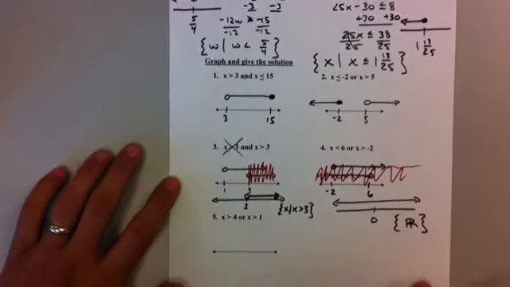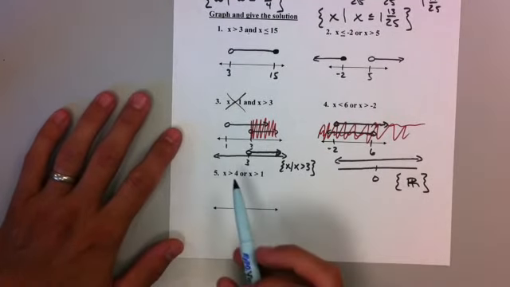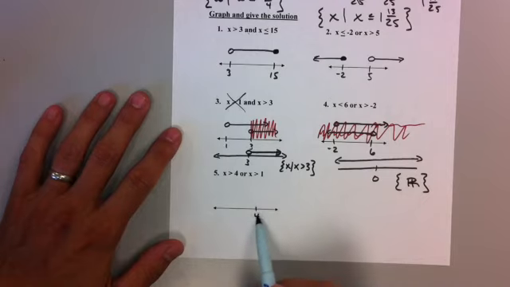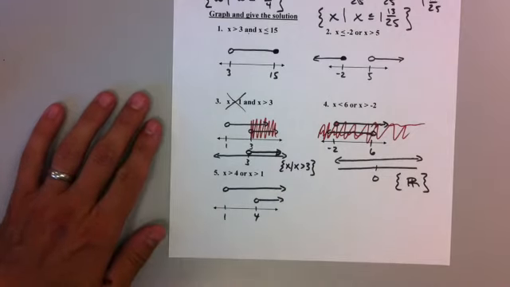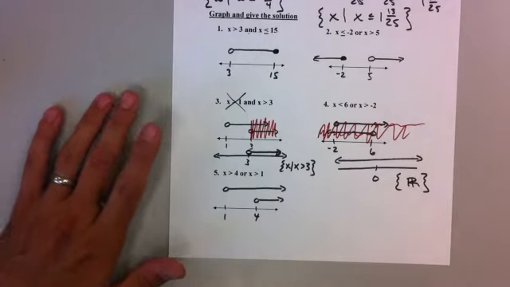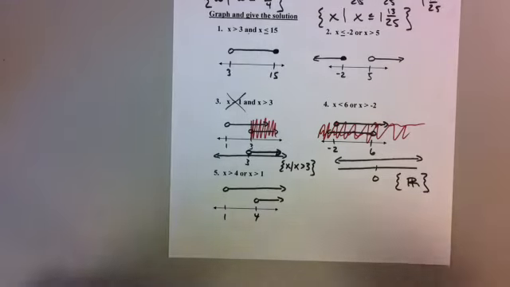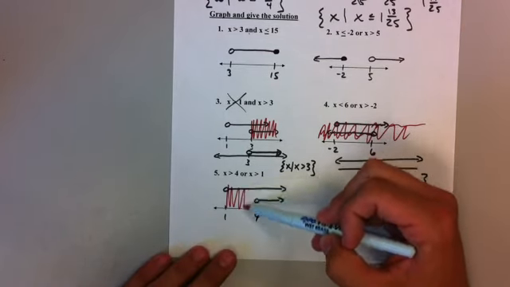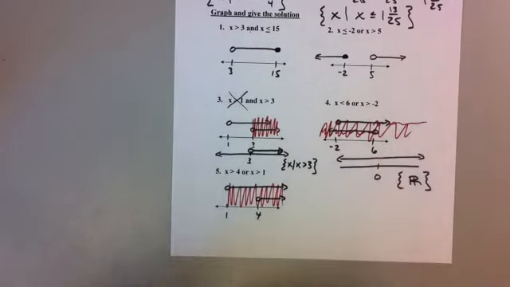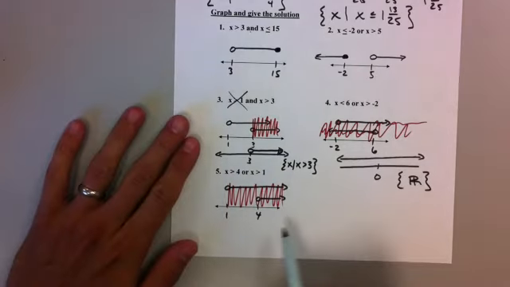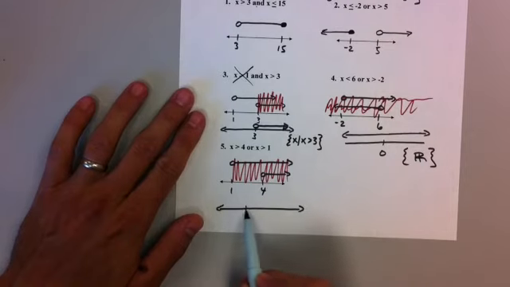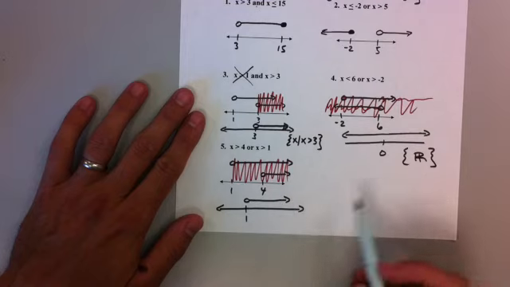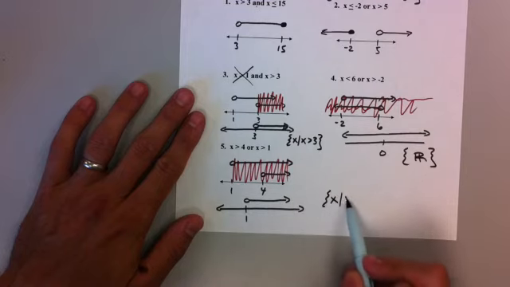Okay, let's try one more. What about this one? This one says x is greater than 4, or x is greater than 1. So where are all the numbers that will make either one or the other true? Well, that is all of this section here. So my solution, or my graph, let's say, would be at 1 and bigger. So all real numbers x such that x is greater than 1.